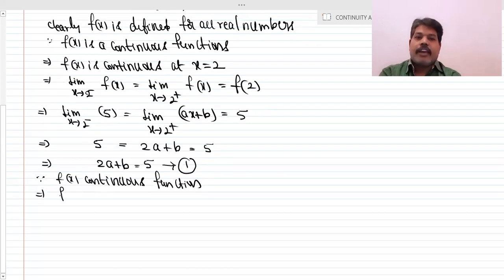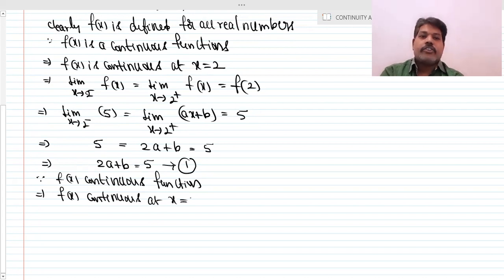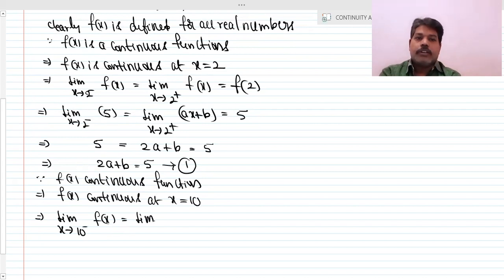Similarly, f of x is continuous at x equals 10. By the definition, the limit as x tends to 10 minus of f of x is equal to the limit as x tends to 10 plus of f of x, which is equal to f of 10.